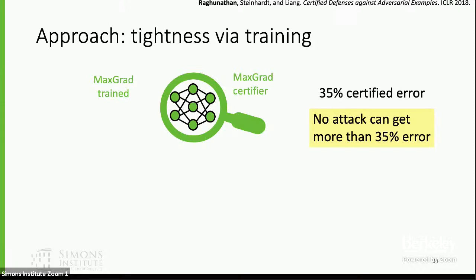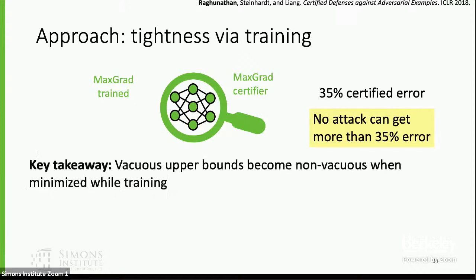So this is pretty interesting because, when we think about finding instances that are easy to solve, this is one way in which that actually played out in practice. You have an upper bound that's not always tight, but let's try to find an instance where the upper bound is tight. And because you have control over the training process on many occasions, you can try to find a network that you can prove things about. And so the key takeaway that we found was that vacuous upper bounds actually become non-vacuous when you minimize them while training.